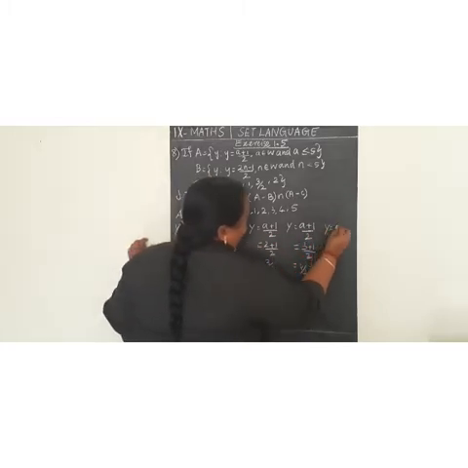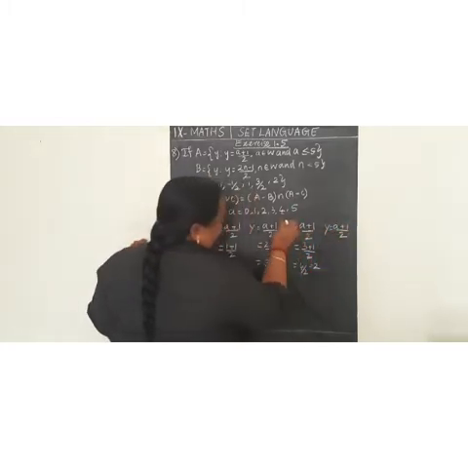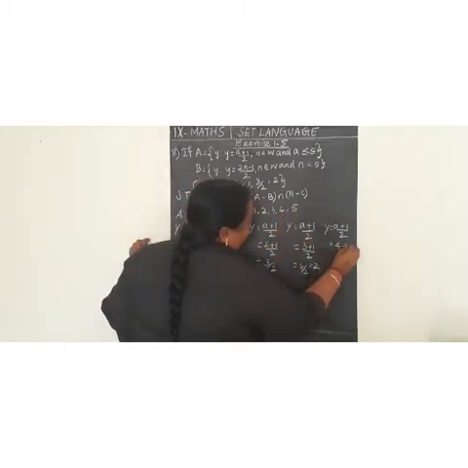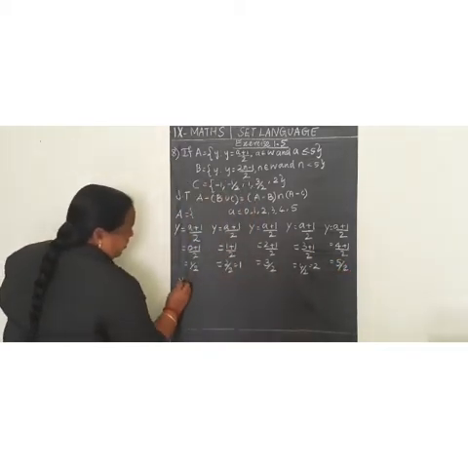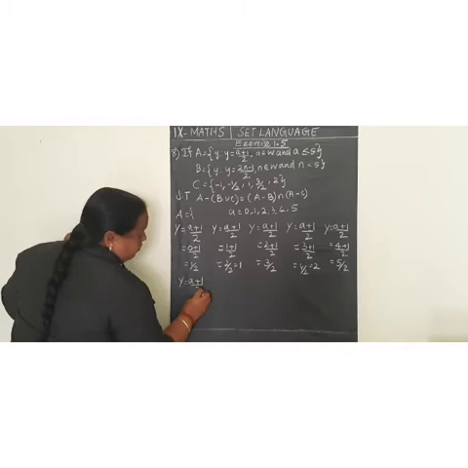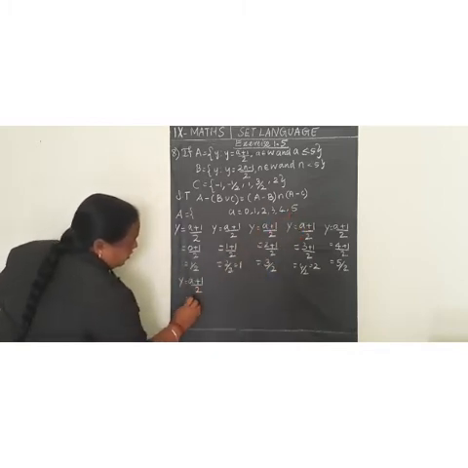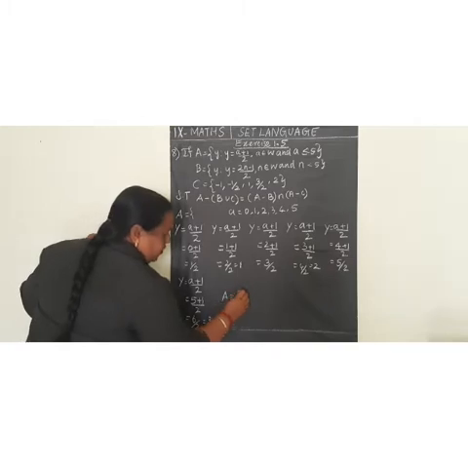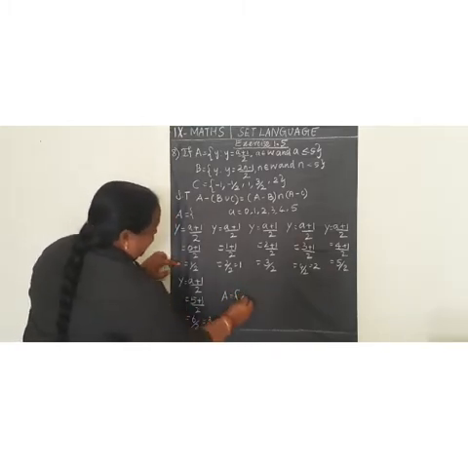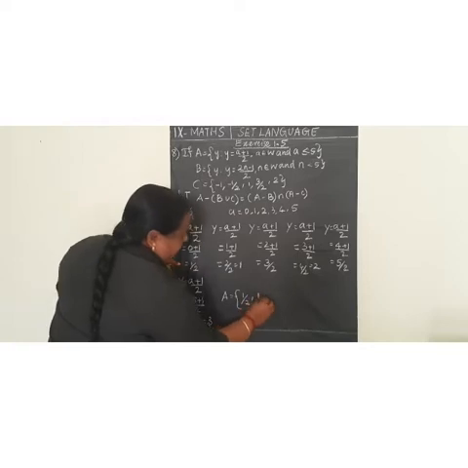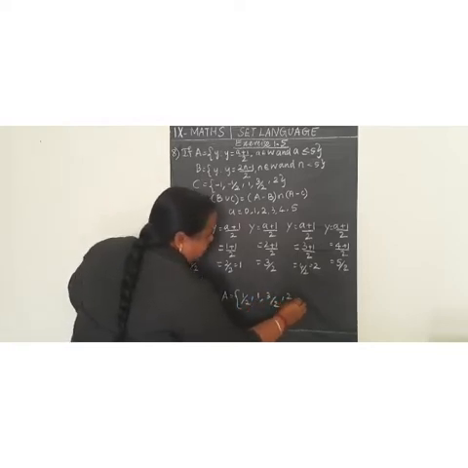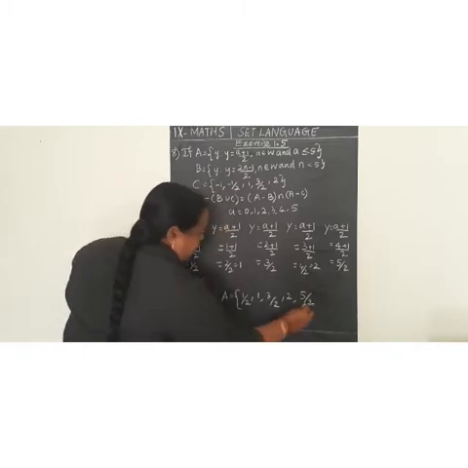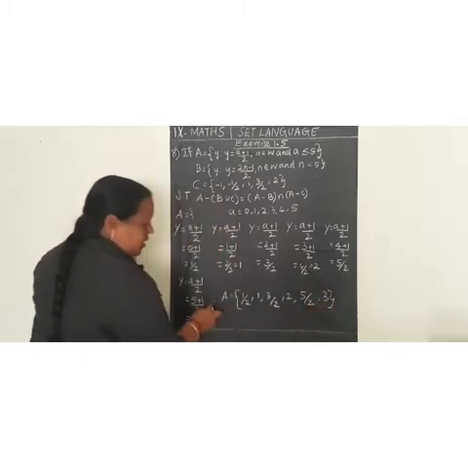Next, y is equal to (a plus 1) by 2. Next we substitute the value 4. So 4 plus 1 by 2 is equal to 5 by 2. Next we substitute the value 5. So 5 plus 1 by 2 equal to 6 by 2 equal to 3. Now we write the set A. The elements are 1 by 2, 1, 3 by 2, 2, 5 by 2, 3. These are the elements in the set A.